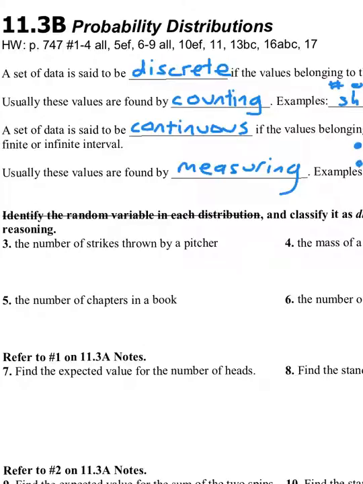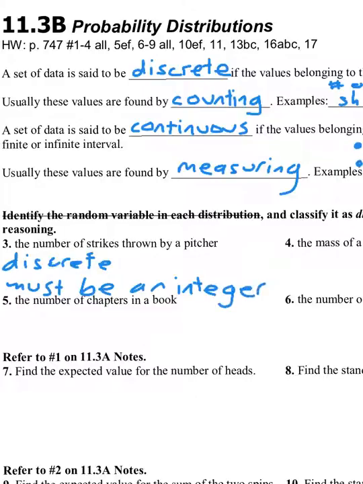The number of strikes thrown by a pitcher, that would be discrete. The number of strikes thrown by a pitcher can only be a whole number. It cannot be an ugly decimal. So, explanation would be that this number must be an integer. Technically, it must be a natural number or a whole number because it can't be negative.